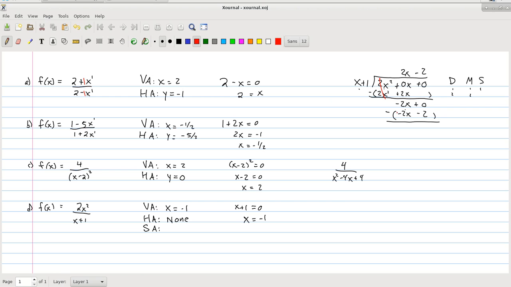So negative 2x subtract negative 2x cancels out. 0 subtract negative 2 is positive 2. So we have a remainder of 2, but we only care about the slant asymptote, so this remainder is negligible. We just care about our quotient. So our slant asymptote is the equation y equals 2x minus 2.